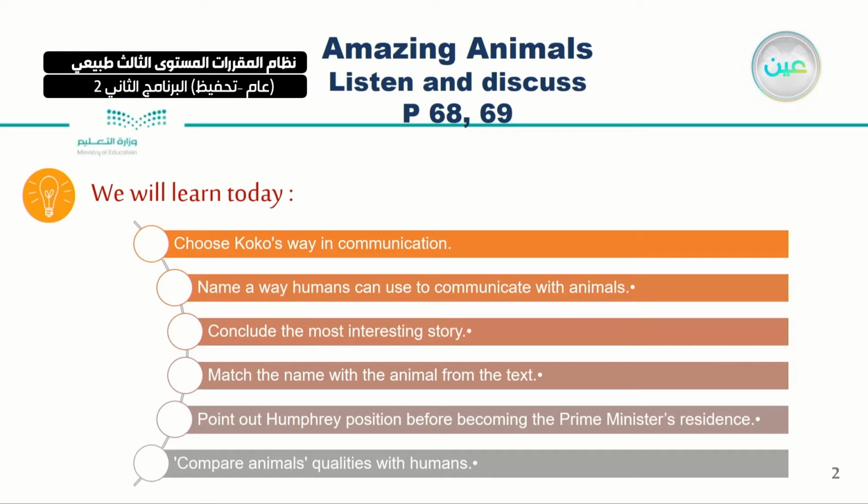Choose Coco's way in communication. Name a way humans can use to communicate with animals. Conclude the most interesting story. Match the name with the animal from the text. Point out Humphrey's position before becoming the Prime Minister's residence. And compare animals' qualities with humans.